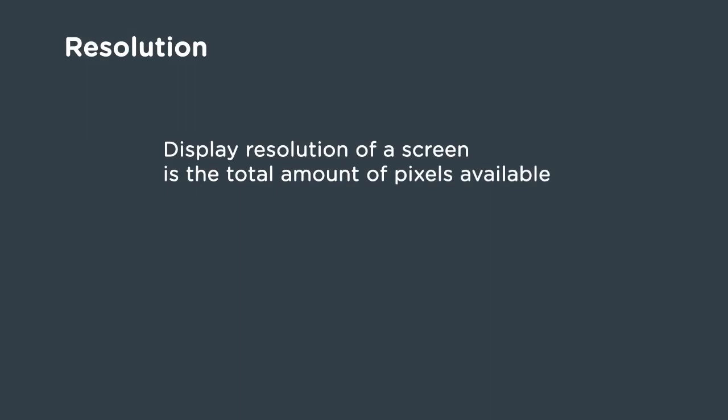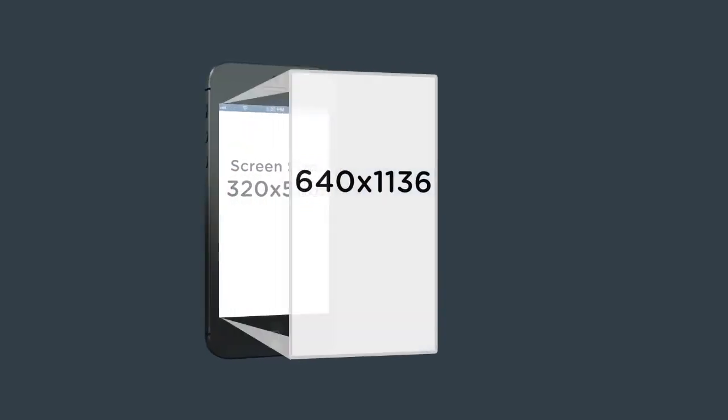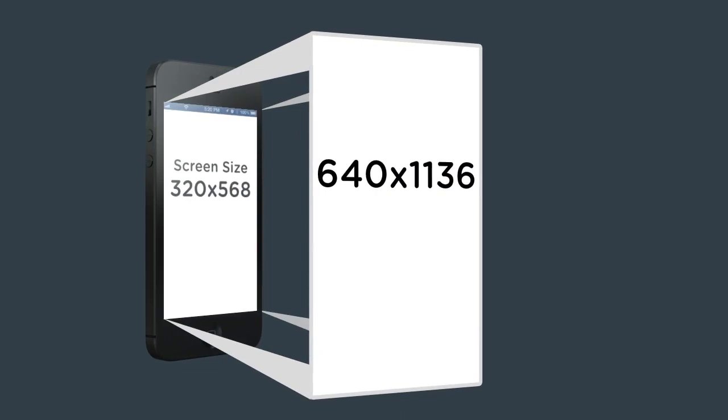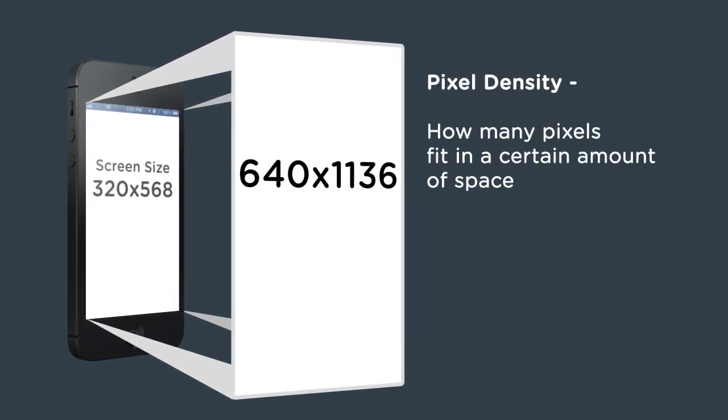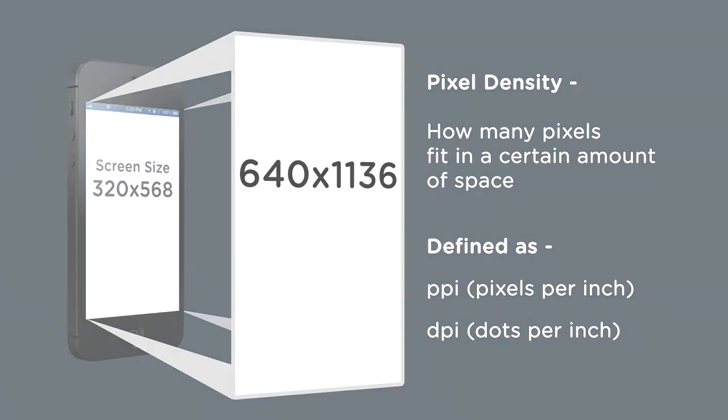The display resolution of a screen is the total amount of pixels available. Again, the latest iPhone, for example, has a screen resolution of 320 by 568 pixels. But the pixel density is double that, so it's really 640 by 1136 pixels. Now, pixel density is how many pixels fit in a certain amount of space. It's usually defined as PPI, pixels per inch, or DPI, dots per inch. So whenever you see DPI or PPI, both units describe the same thing.